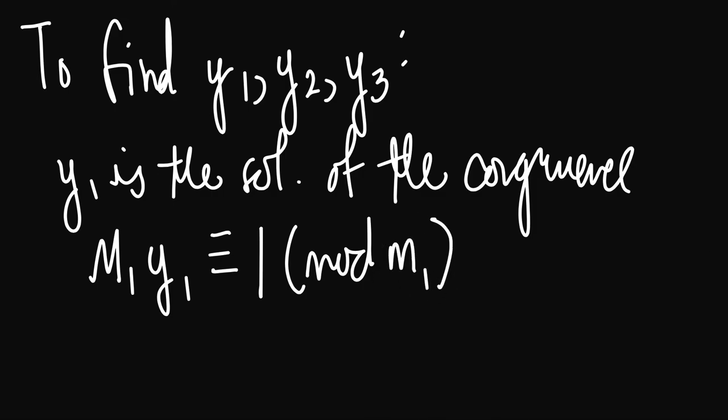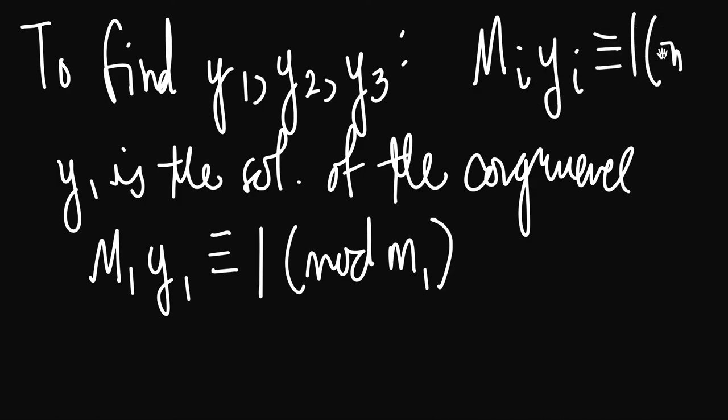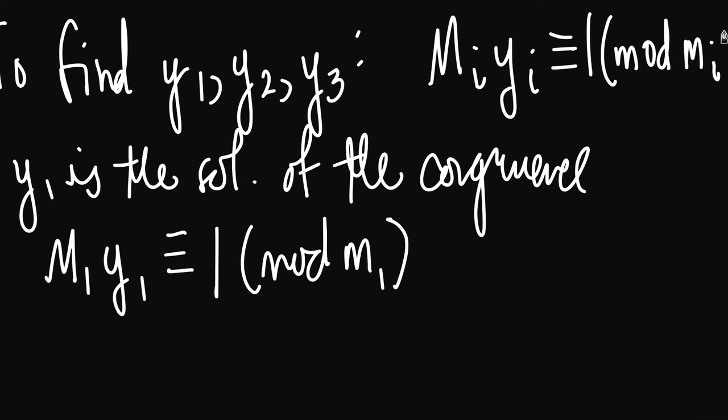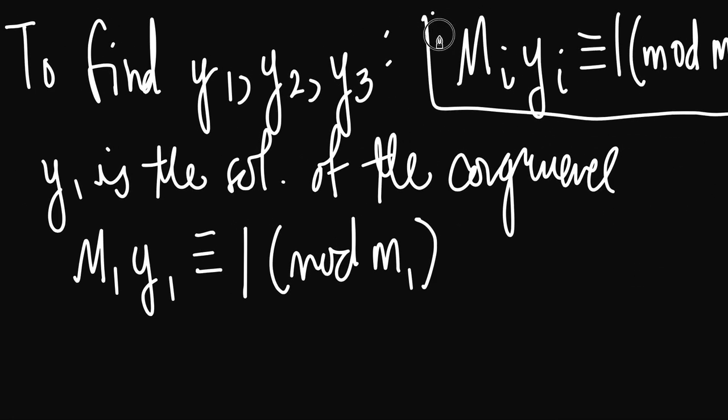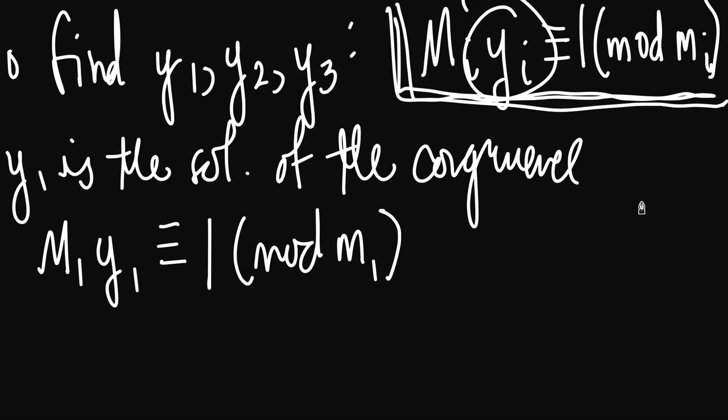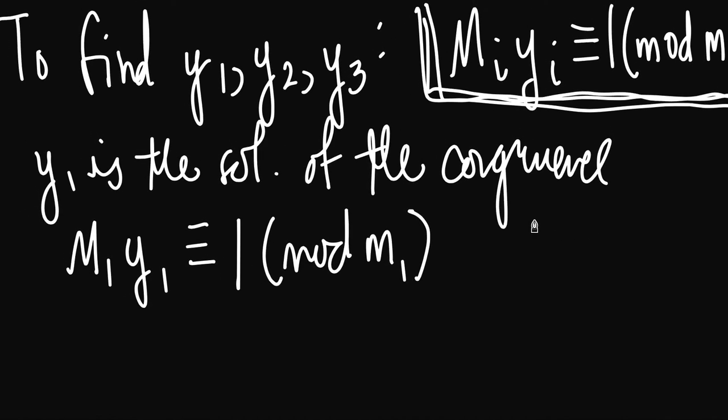You can see this in the part of the proof of the theorem that states that by corollary 3.1, the general standard is the congruence M sub I times y sub I is congruent to 1 mod m sub I. So we're going to use this as our basis in solving the values of y sub I.